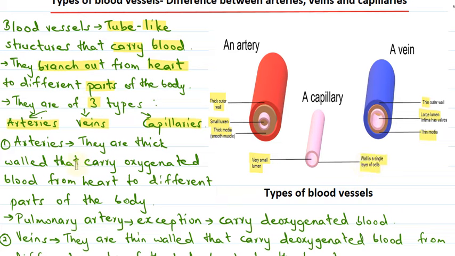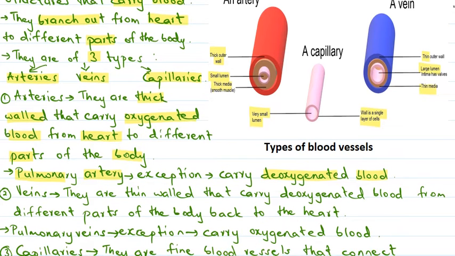Okay. So we saw that arteries are thick walled. You already saw in the diagram as well. And these arteries carry oxygenated blood from the heart to different parts of the body. But then there is an exception, that is pulmonary arteries, because they carry deoxygenated blood, unlike all the other arteries which carry oxygenated blood.